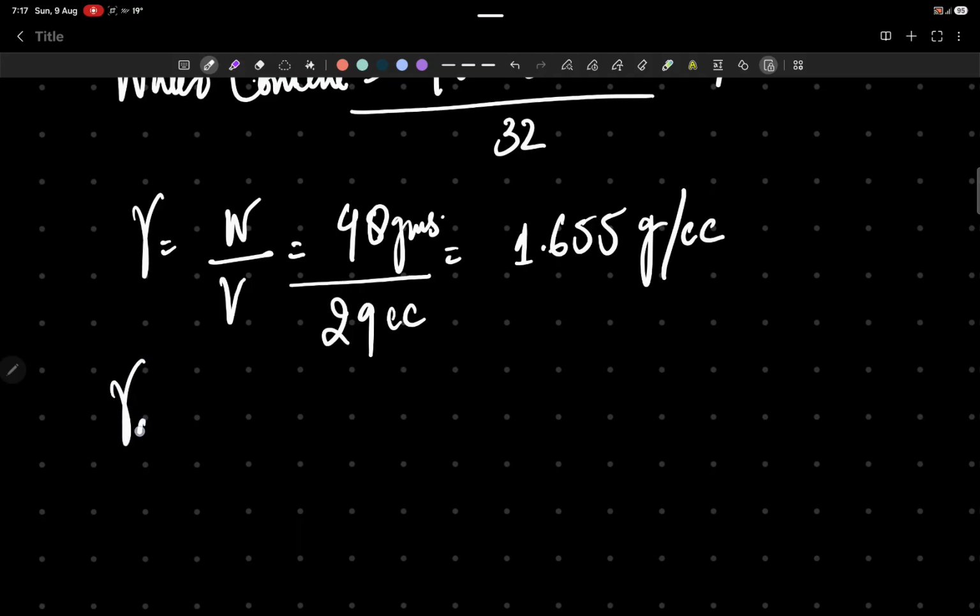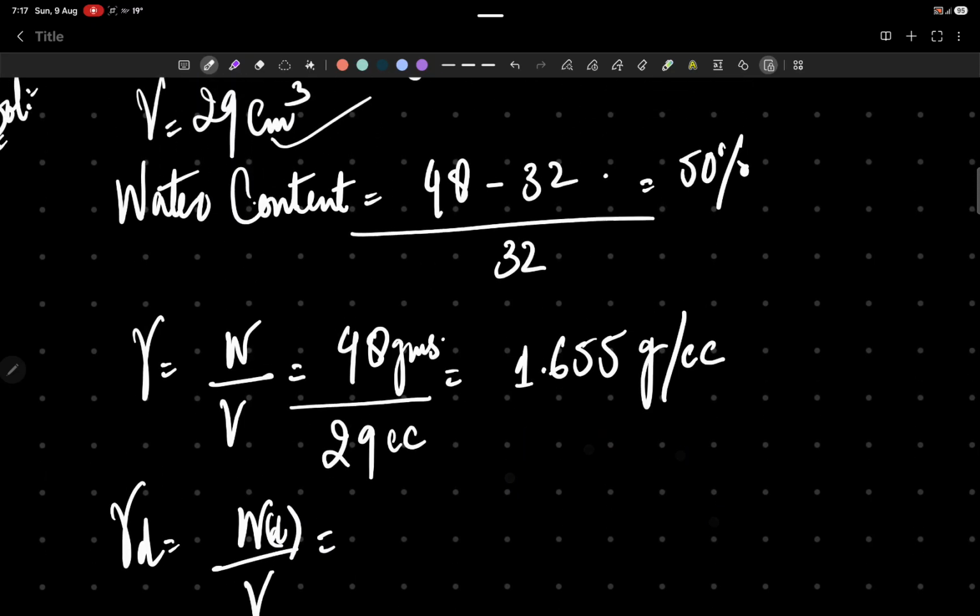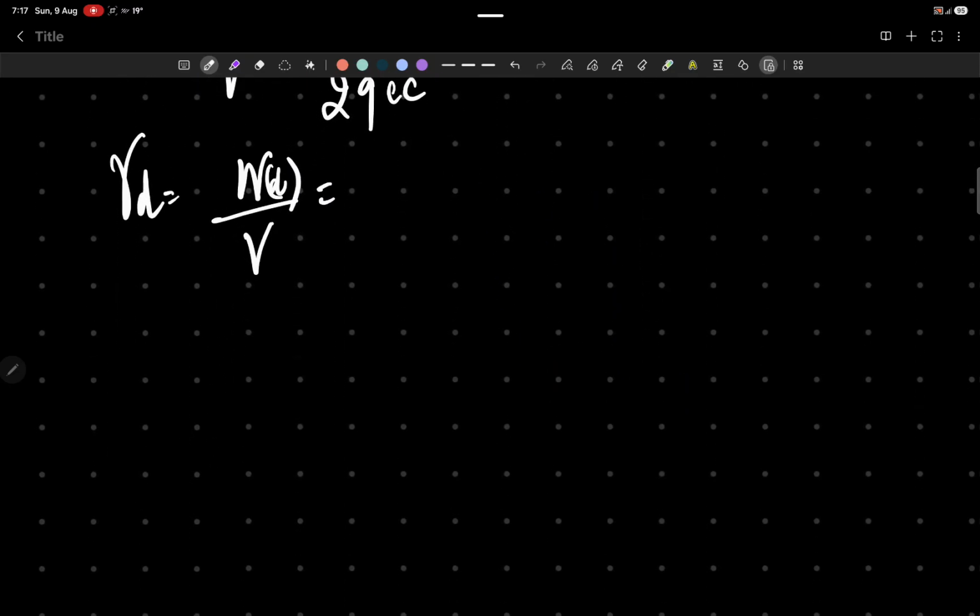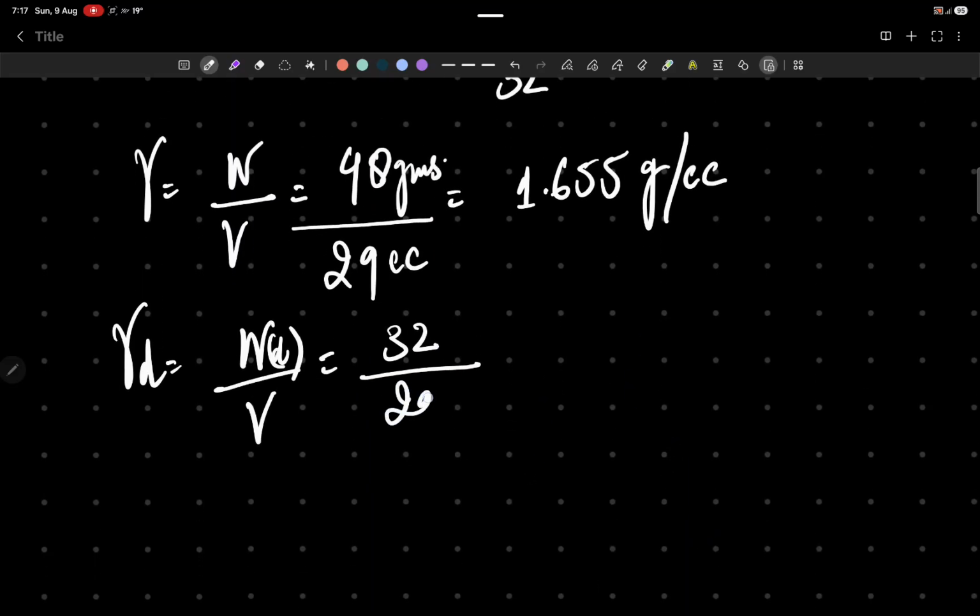Dry unit weight is again weight per unit volume, but the weight in the dried state, weight in the dried form is 32 grams. 32 divided by volume is same, 29 cc. So upon calculating, it becomes 1.10 grams per cc. This is the dry unit weight and this is the bulk unit weight.